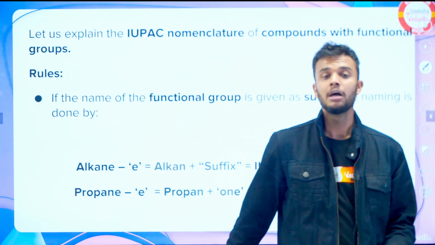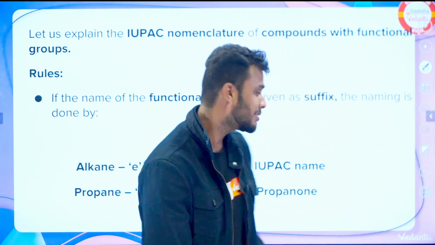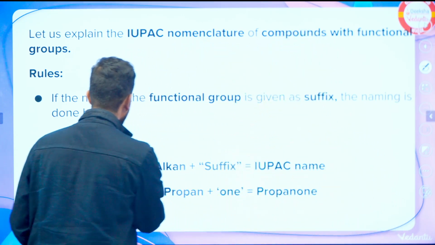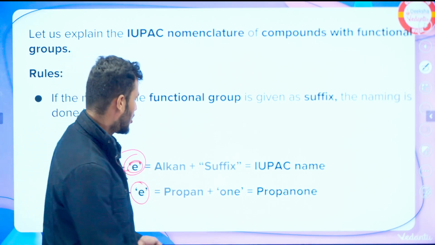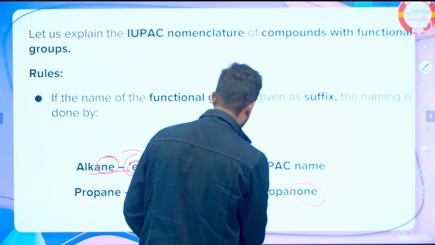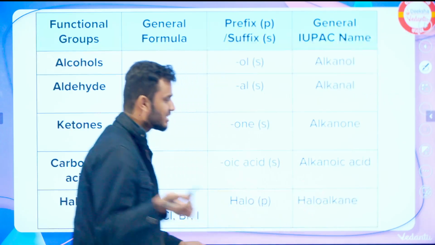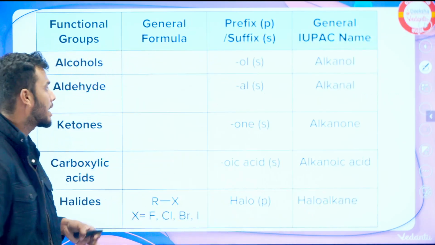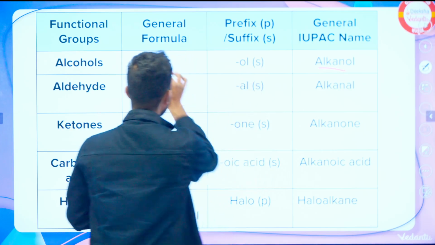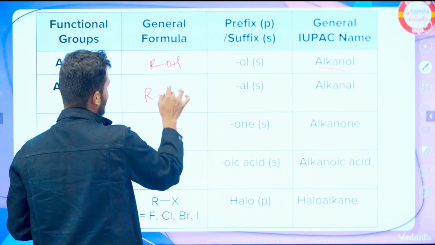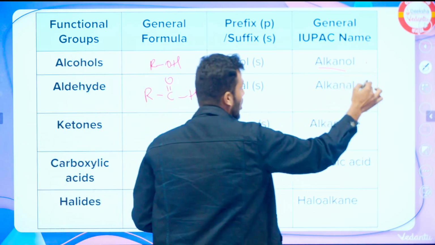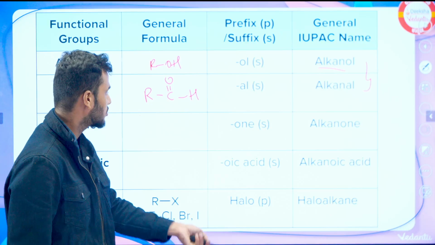Then move on to the functional group. If a functional group is there, we need to change the alkane ending, the E word. For example, for a ketone it is ONE. For example, for an alcohol it is OL. This thing we need to change. These are the general IUPAC names. For alcohol, ROH, it is OL. For RCHO, aldehyde, it is AL. Don't confuse alcohol and aldehyde. It is very important. Ketone is there too.